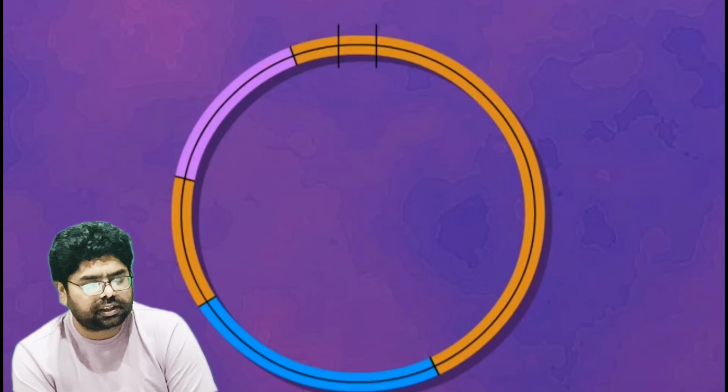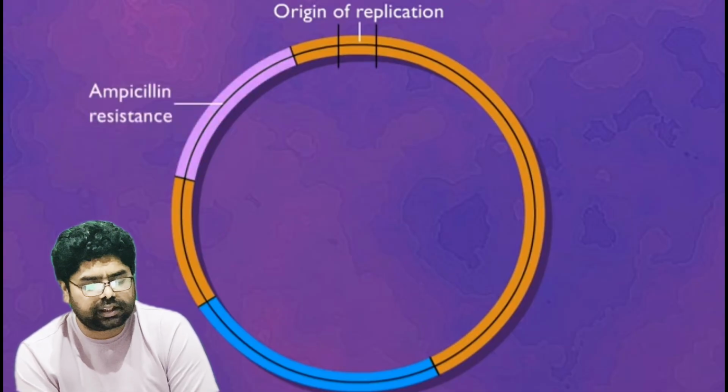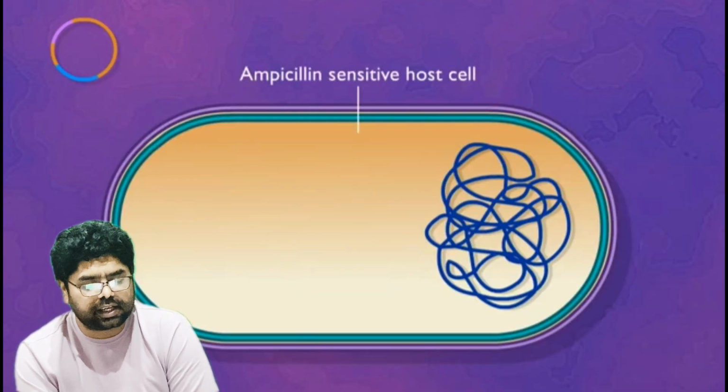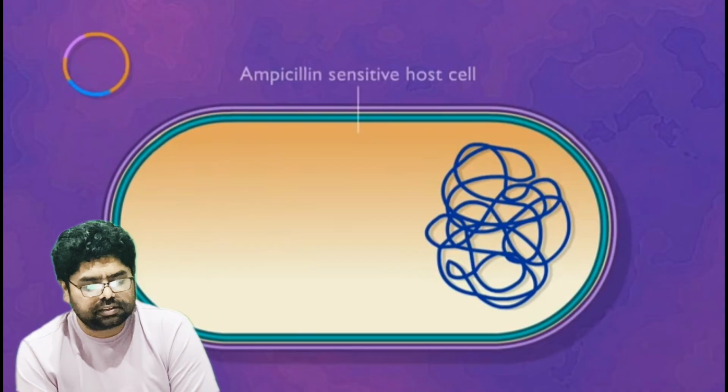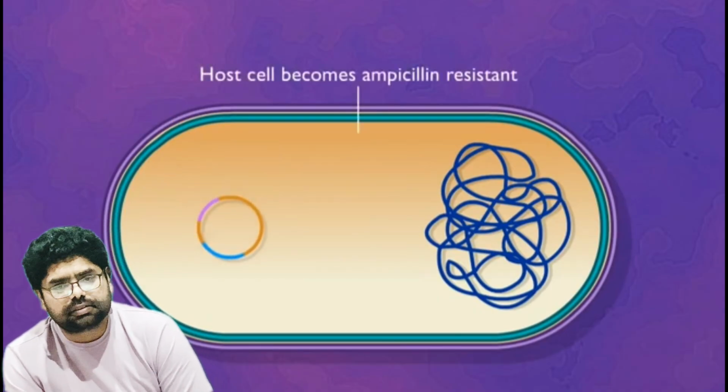Vectors are DNA molecules that are used to transport. They are vehicles, just like a car which carries people from one place to another, like Ola and Uber. Likewise, in biotechnology, there is a vector which carries, instead of people, certain genes from one place to another place.